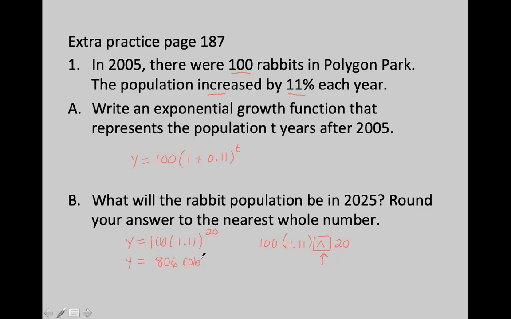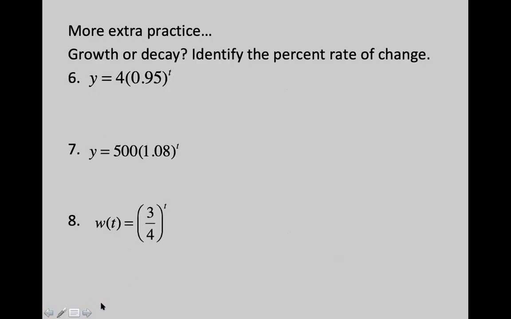All right, so in 20 years, the rabbit population grew from 100 to 806. All right, let's look at our next one. This time it's just asking, was it growth or decay? So these are extra practice problems. You can find them on page 187 in your journal.